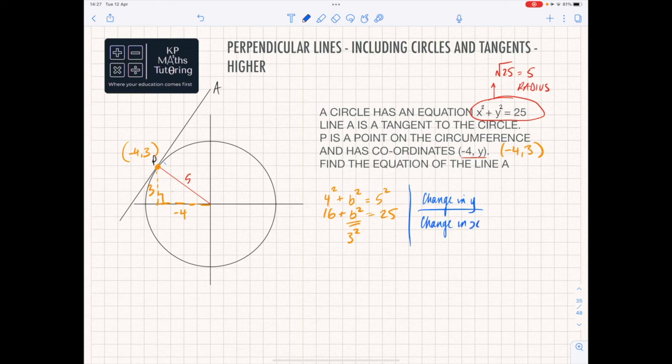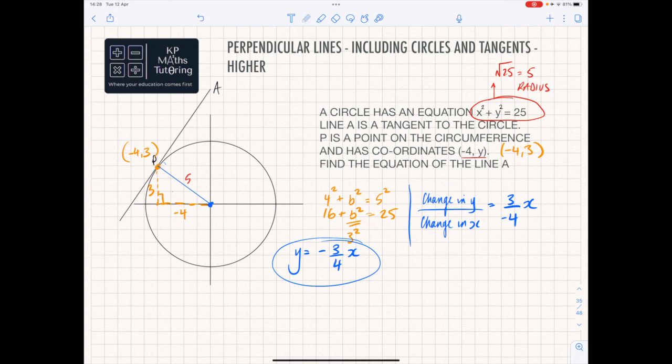for my red line here. Okay, so my change in y is 3 and my change in x is now minus 4, which means I'm going to end up with a negative gradient. So the equation of that blue line is y equals minus 3 over 4 x. And it passes through the origin, so it'd be plus 0 effectively. So y equals minus 3/4 of x is your equation of that line there.